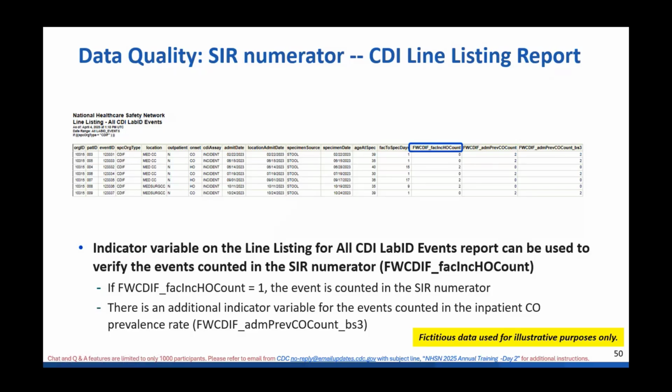the numerator. I apologize, there's a typo on this slide. I will make sure to update it. However, also in this line list, you will see additional indicators, so you're also able to see which events are included in the community onset prevalence rate variable.